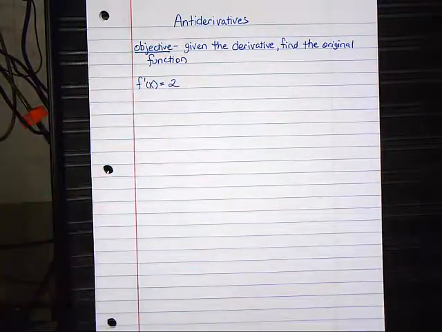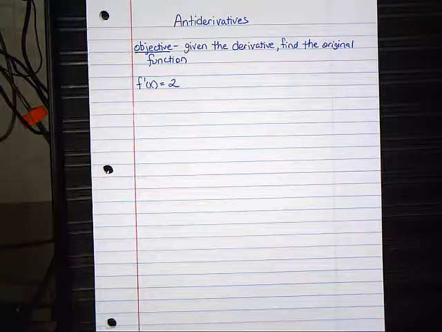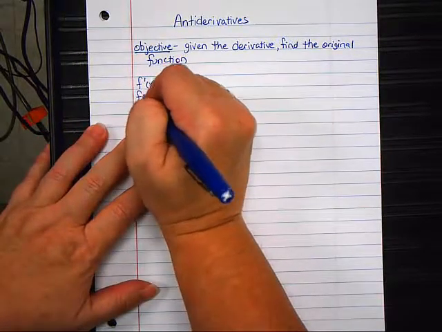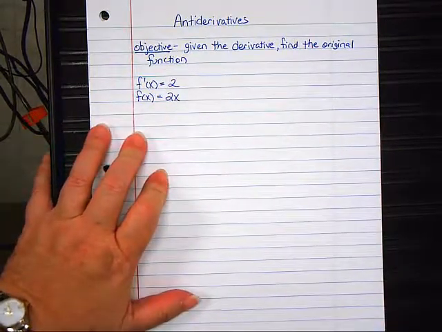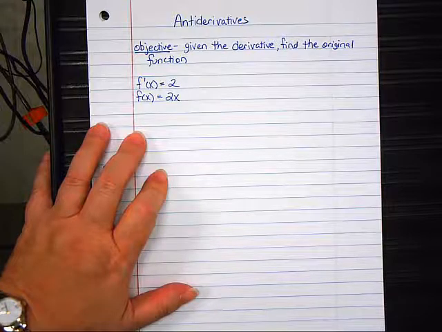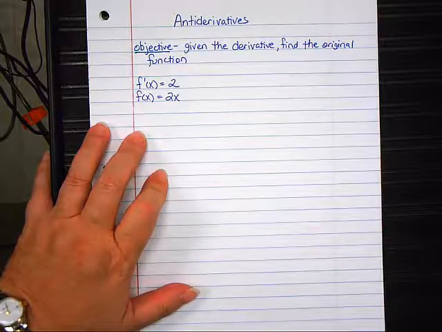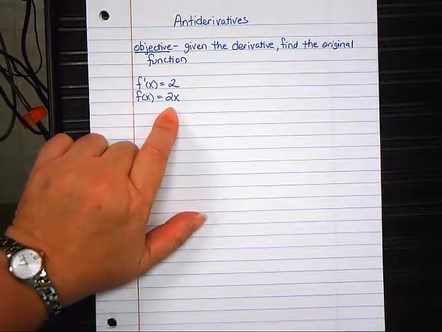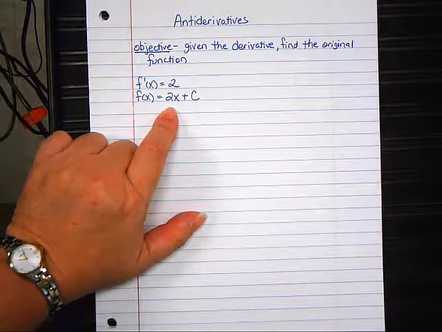First easy problem. The derivative of a function, f prime of x, is equal to 2. What is the original equation? So we write f of x equals 2x. But could it have been 2x plus 1? Could it have been 2x minus 5? Yes. It could have been 2x plus or minus any constant value, couldn't it? But I don't know which one it is. So every time we take an antiderivative, you always write a plus capital C at the end, because you don't know what that constant is.